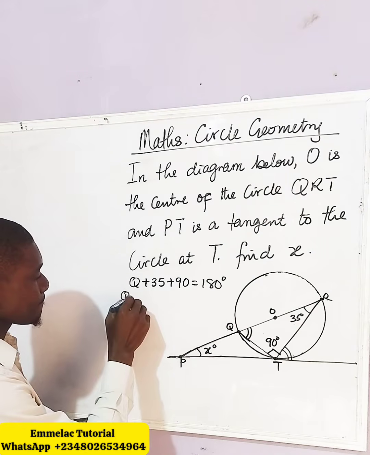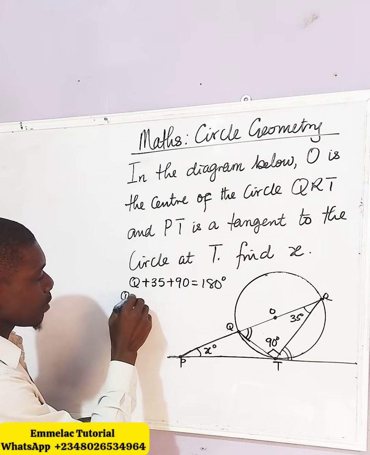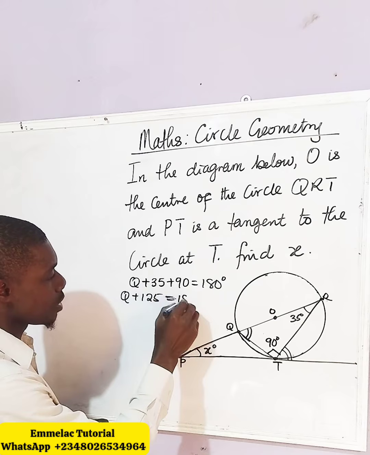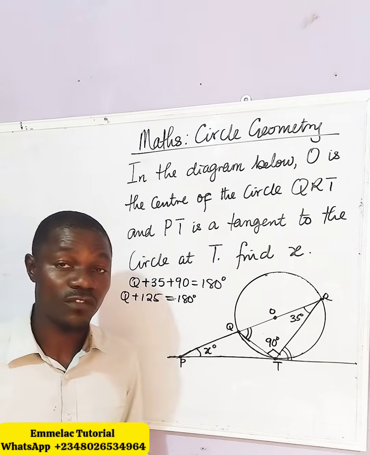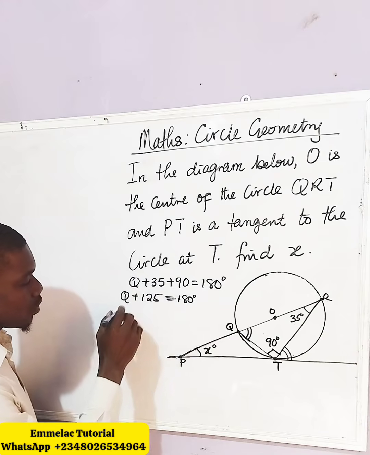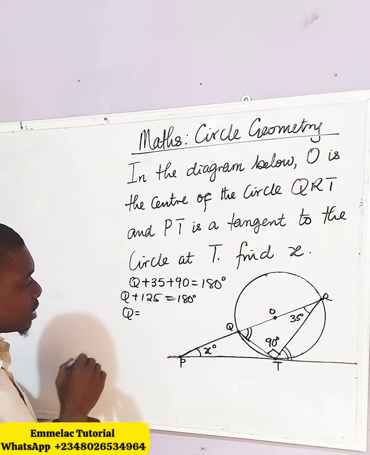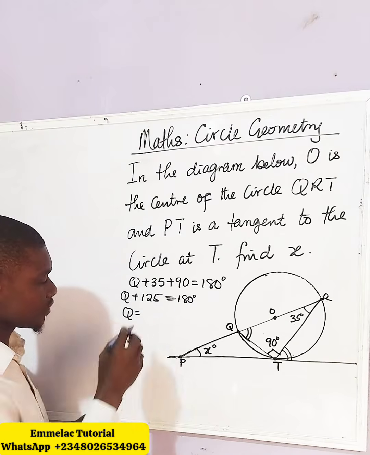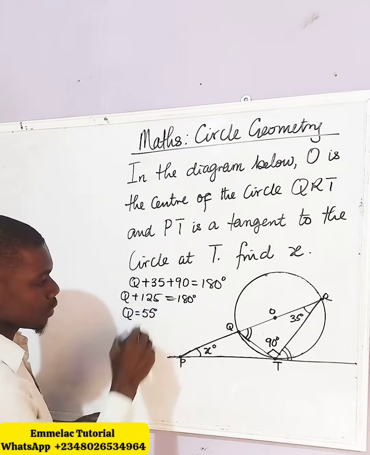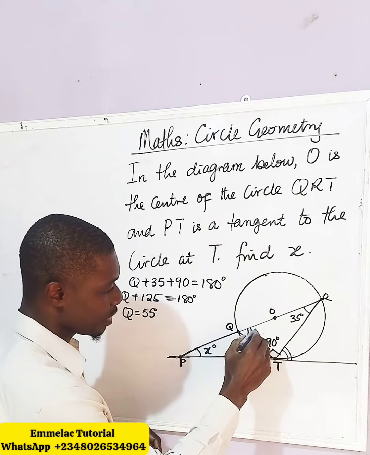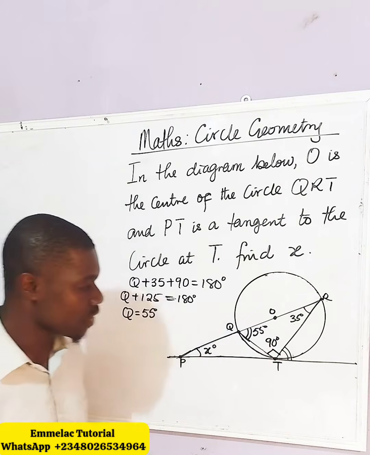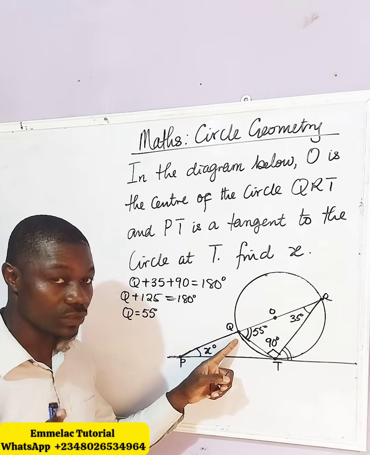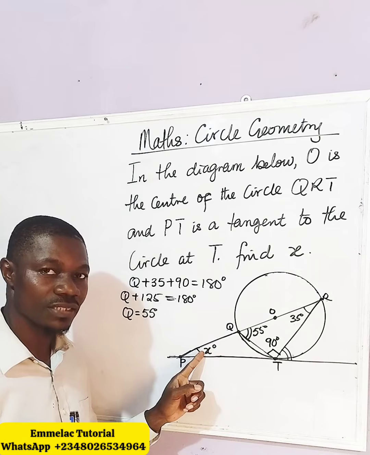So Q plus 125 will give us 180. Now when we subtract 125 from both sides of the equation, Q will be 180 minus 125, which gives us 55. So automatically here is 55 degrees. However, take note that this is a straight line, and note that this is the angle we are looking for.